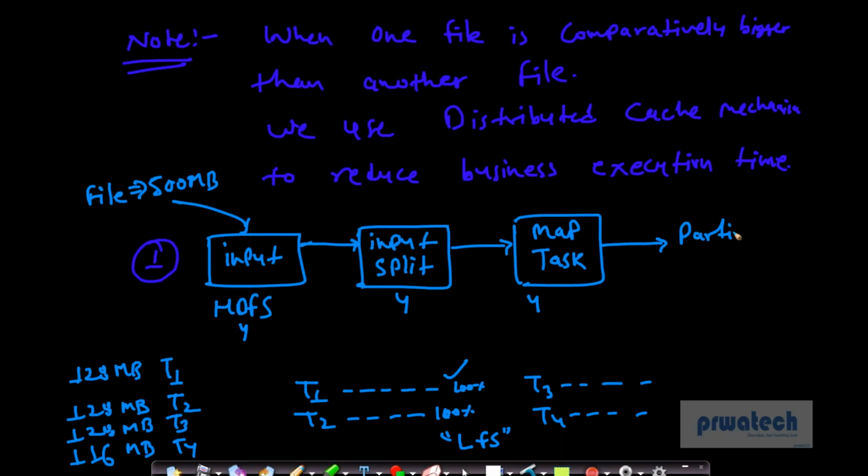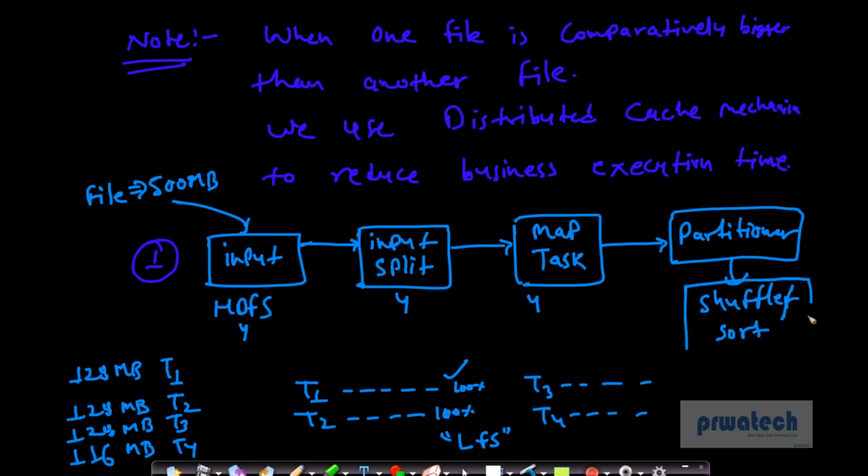reducer. So I'll use partitioner, I'll use spilling, sorting. Spilling and sorting stay in the reducer stage only. And then I'll start aggregating my output. Reduce. I'll take one example after this, okay? How this whole process will work. Map task, partitioner, shuffle sort, and reducer.